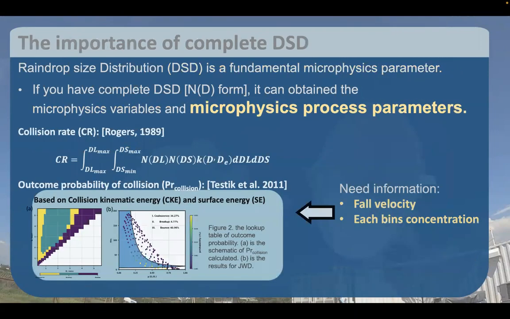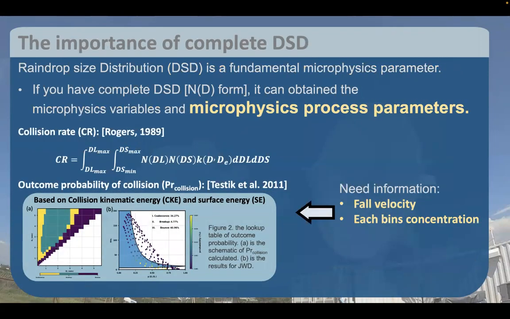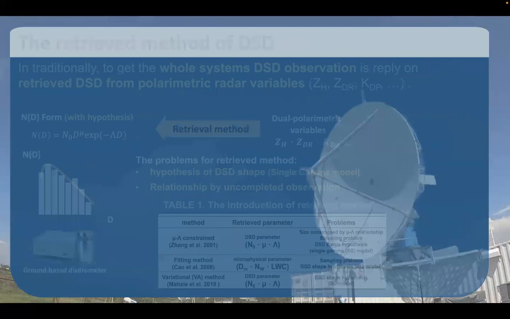For the microphysics process parameters, we can calculate them from the complete DSD because we have more information, such as fall velocity and each bin's concentration. So we can calculate the collision rate and the outcome probability of a collision, so we can know the result of a collision process.